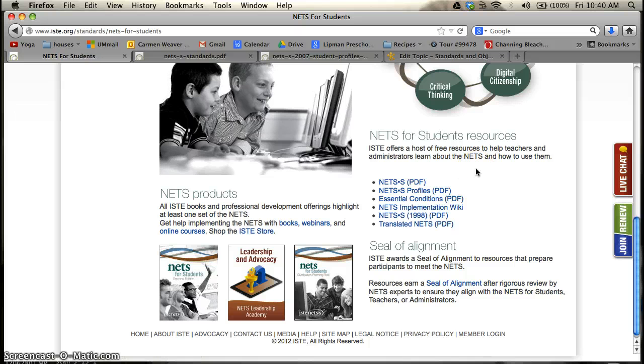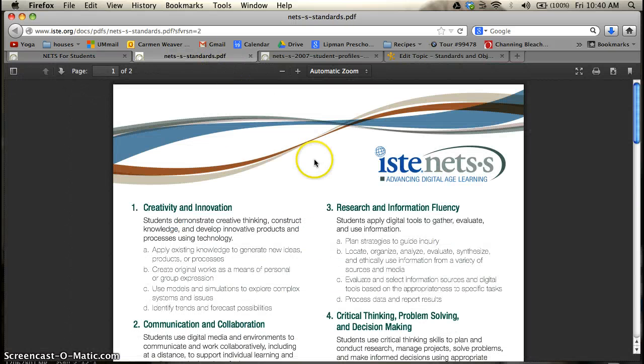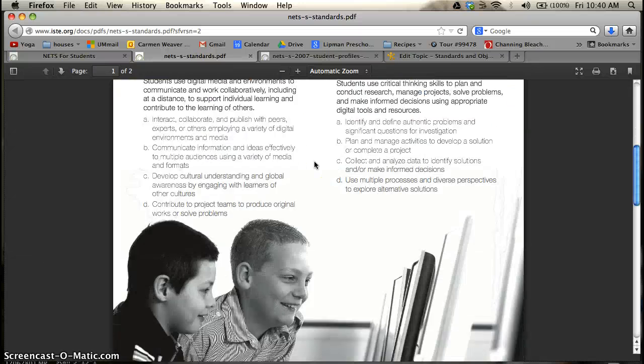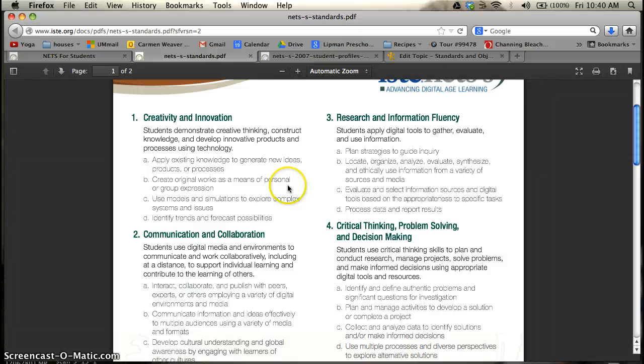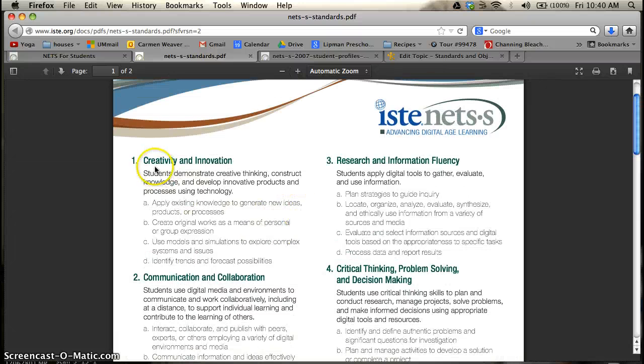But first, let's take a look at the PDF that gives us the NET standards. And there are six of them, and each one has some sub-steps. So first of all, students need to meet the standard of creativity and innovation. It tells you students demonstrate creative thinking, construct knowledge, and develop innovative products and processes using technology. And then it gives you four sub-steps.